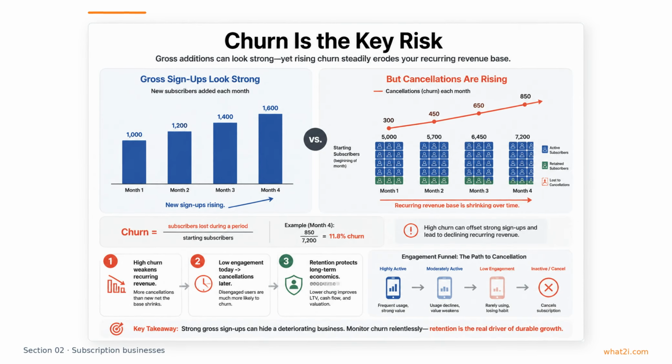High churn weakens the recurring revenue base because it forces the company to keep replacing customers instead of building on existing relationships. Low engagement is often an early sign that churn may increase later. That is why retention efforts are not a nice extra in subscriptions. They are central to the economics.